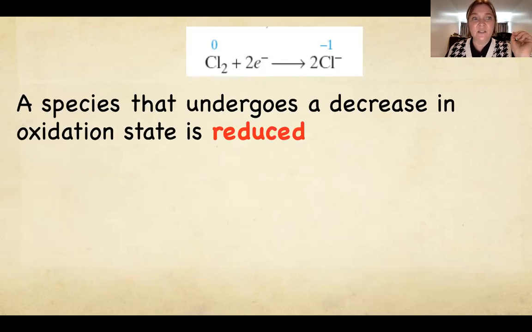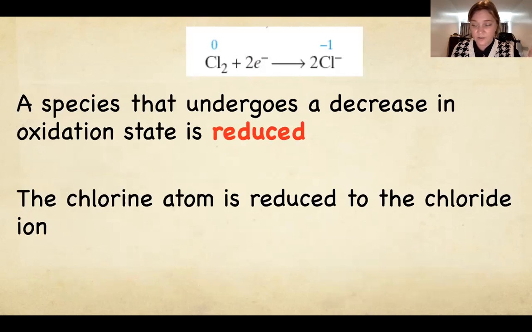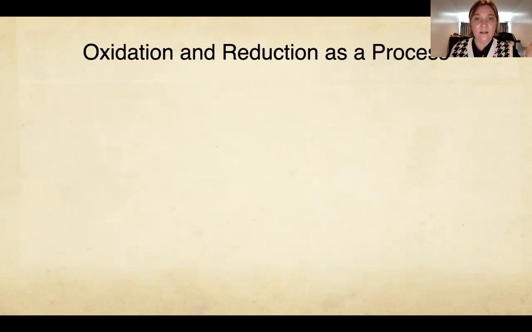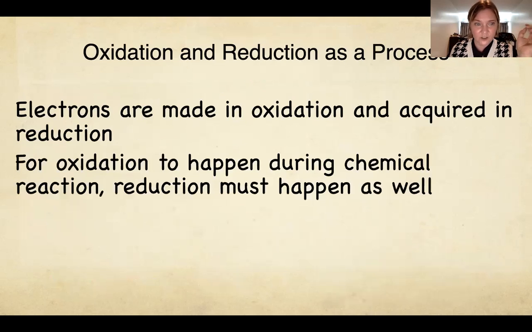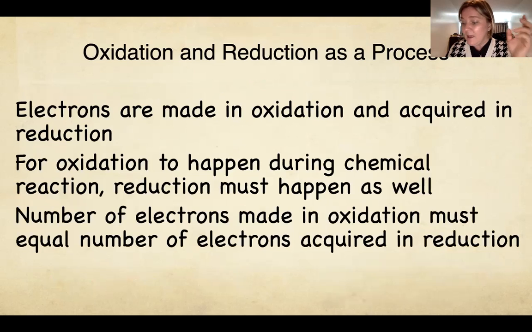So the species that undergoes a decrease in oxidation state is reduced. So the chlorine atom is reduced to the chloride ion. Now, these always have to happen together because electrons that are produced in oxidation are acquired in reduction. So in order for oxidation to happen, reduction must happen as well. And on top of that, the number of electrons lost must equal the number of electrons gained. And that's what makes balancing redox reactions a little bit messy because you have to account for that.